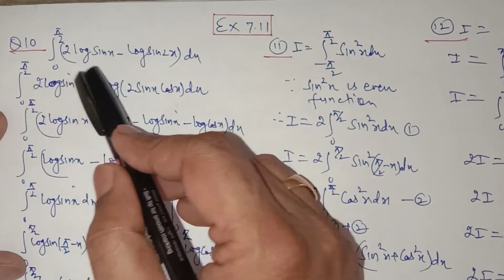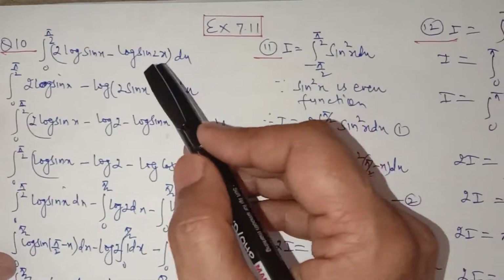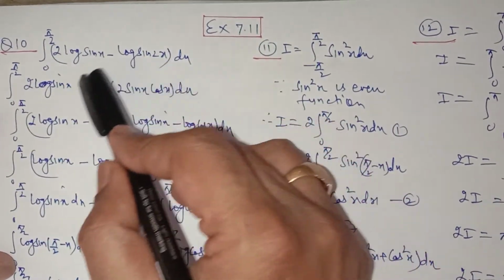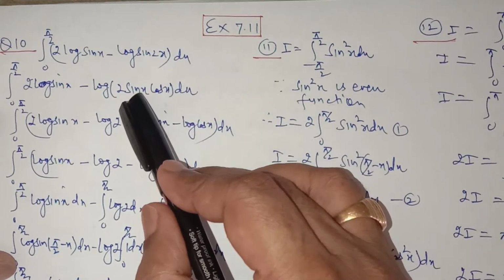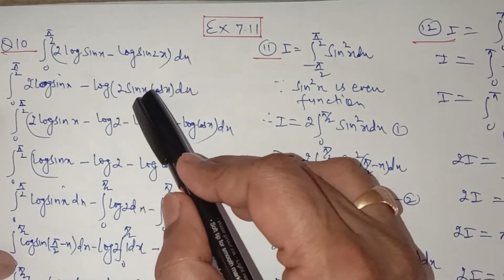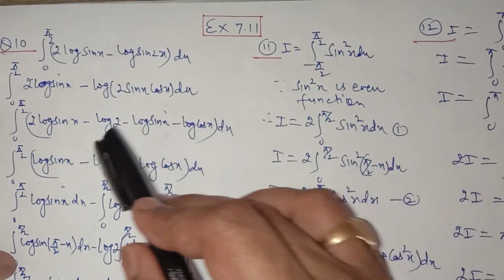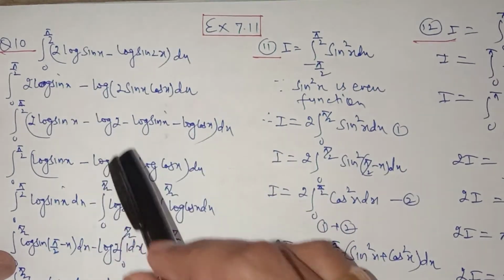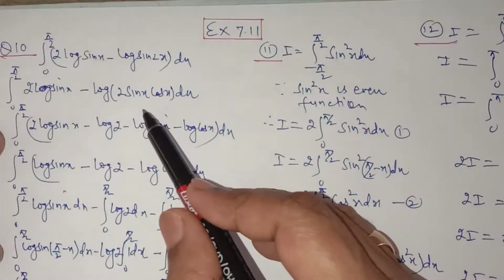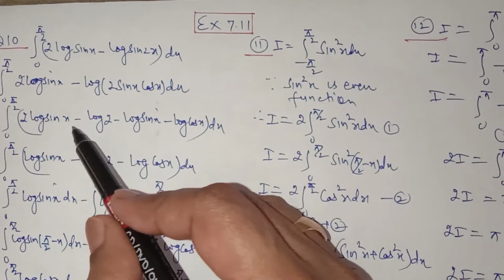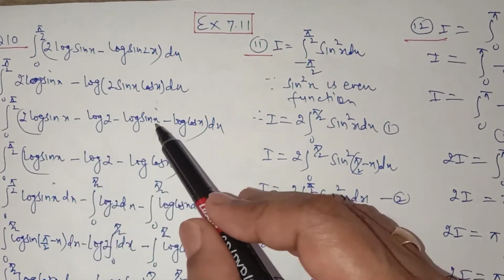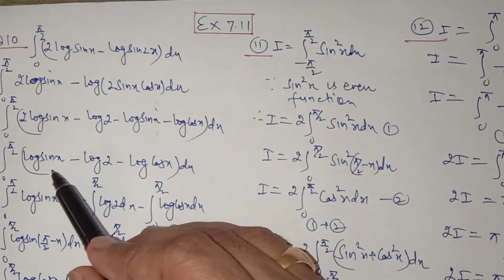So 2 log sin x, and for sin 2x you can write 2 sin x cos x. Using the property of the log, for the product we have log 2 plus log sin x plus log cos x. See it very carefully. And the minus sign we have, so it will be a negative sign here using the properties of log. Now 2 log sin x minus log sin x will be equal to log sin x.